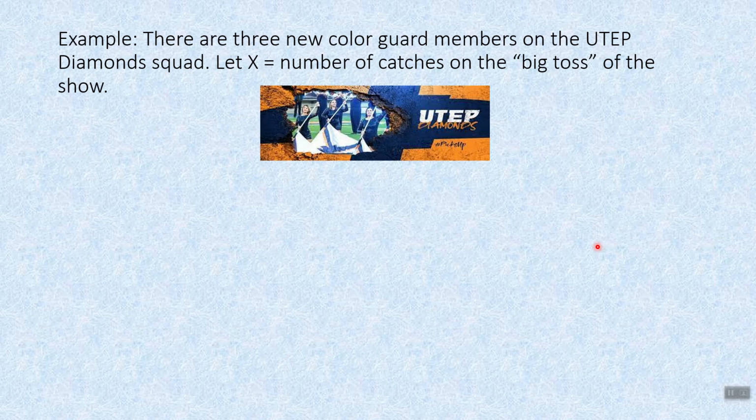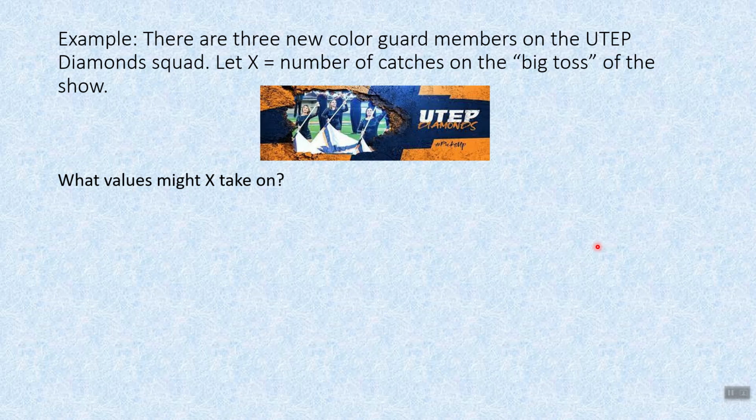Okay, let's take a look at an example. Let's suppose there are 3 new color guard members on the UTEP Diamonds color guard squad. Go watch them; they're awesome, along with the band. All inclusive too. If you've ever been in color guard and you want to give it a shot, they will welcome you. Let X be the number of catches on the big toss of the show.